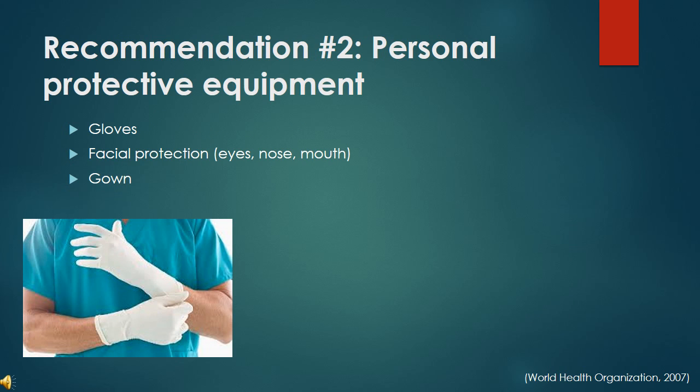The use of personal protective equipment is another recommendation by the World Health Organization in a way to maintain adequate standard precautions in healthcare. They divide this into 3 separate portions. The first is to wear gloves or to don gloves. The second is to provide or wear facial protection. And last but not least is to wear a gown.